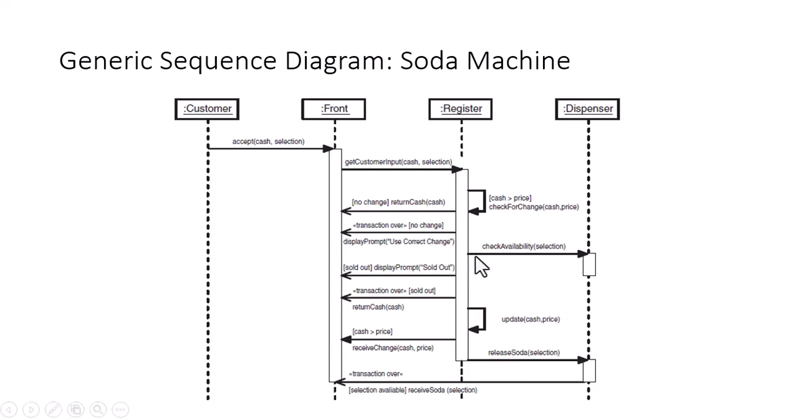Check availability of the cold drinks. Sold out. This is the second condition, where cash is equal to the price. So if it is not available, this means the message will display that the cash is okay, but the drink is not available. So all the possible communication among these objects is seen here.